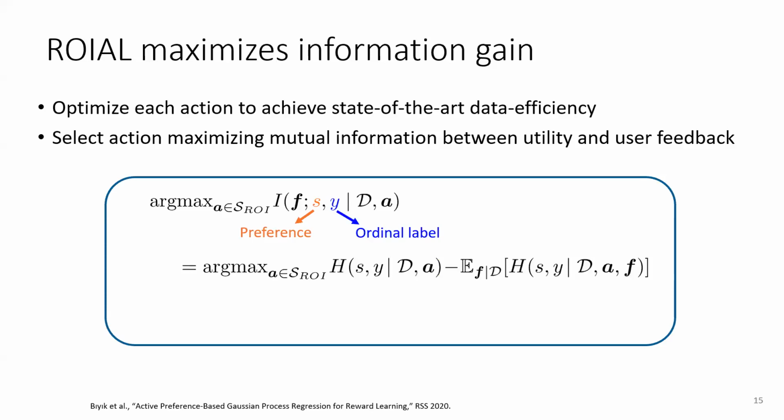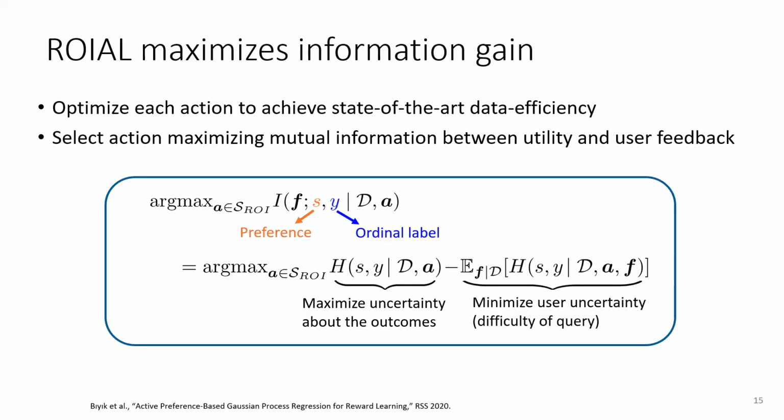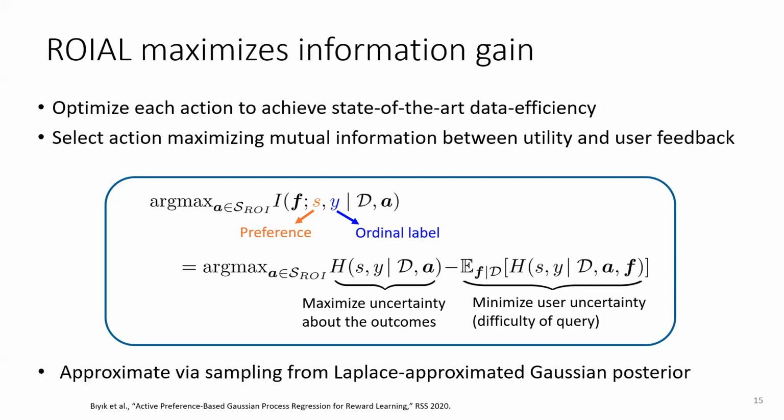This term can be rewritten in terms of information entropy. The first term can be interpreted as the uncertainty about the action's ordinal label and preference relative to the previous action. We want to maximize this term, since queries with high model uncertainty can yield significant information. The second term is conditioned on f, and so represents the user's expected uncertainty. We want to minimize this term, because if the user is very uncertain about their feedback, then the query would only give us a small amount of information. We approximate the information gain via sampling from the Laplace approximated Gaussian posterior.